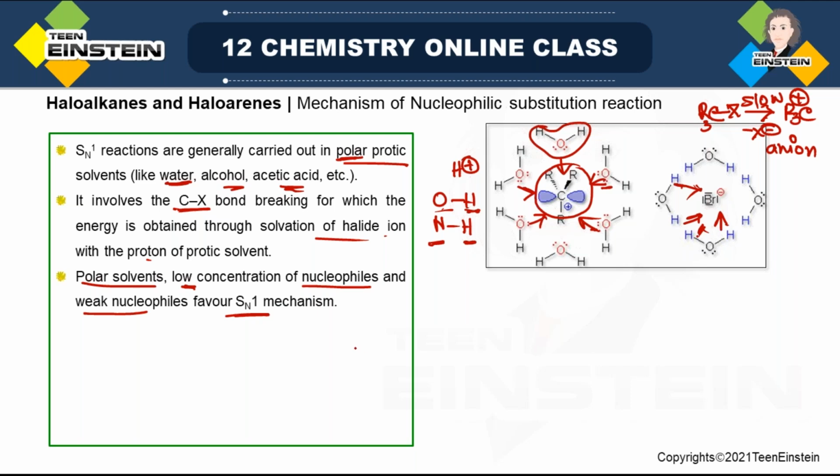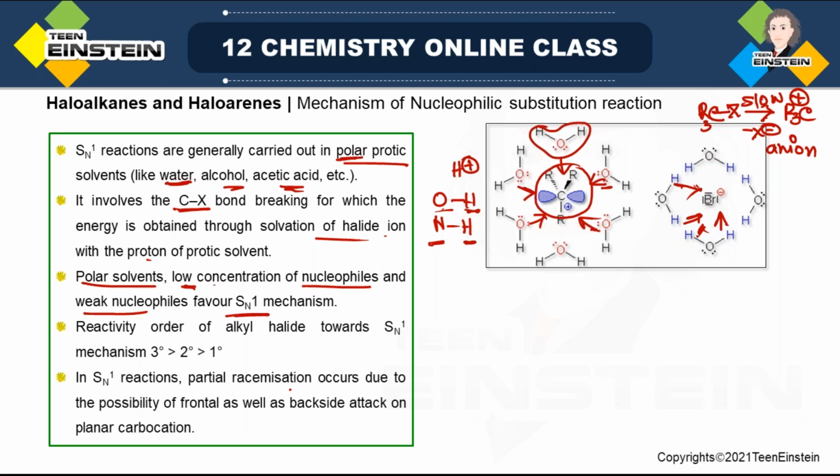Remember, there is another mechanism also that we have not yet discussed, which is SN2. In that case you will see these factors will be reversed. That is, high concentration of nucleophile and strong nucleophile will actually favor SN2 but not SN1. So when it is SN1, you have to take polar protic solvent, low concentration of nucleophile, weak nucleophile. So these are the features that will be better for the SN1 mechanism.